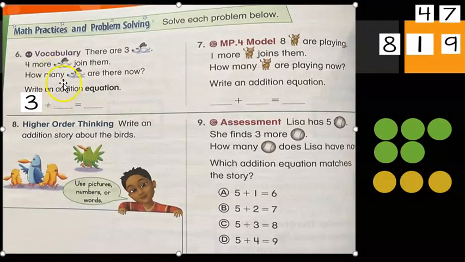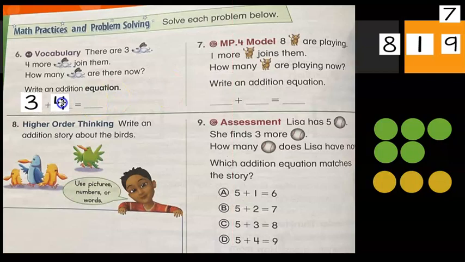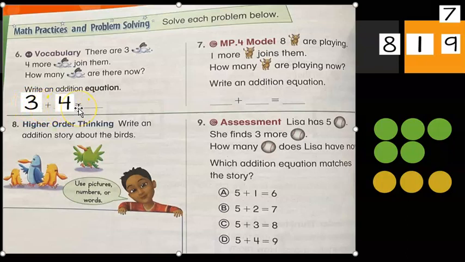Now we read again. You keep reading. 4 more clouds join them. How many? 4. So Mr. Begay is going to grab 4 and let me put that 4 right there. Now look at our addition equation. It says 3 plus 4 equals. Then it says, how many clouds are there now?